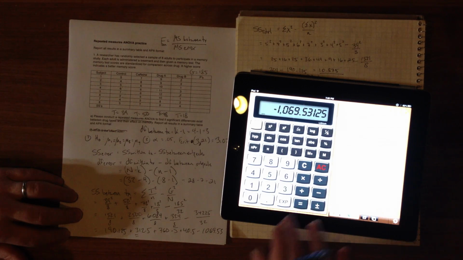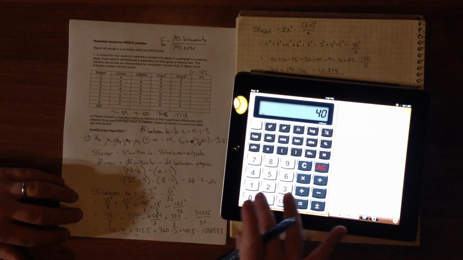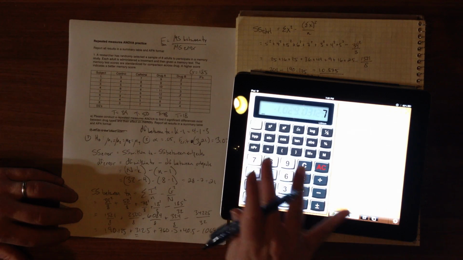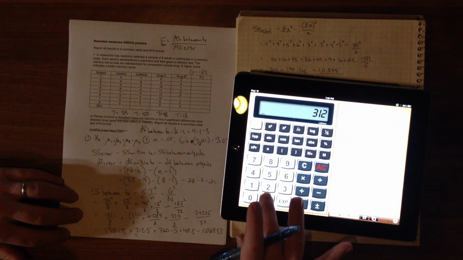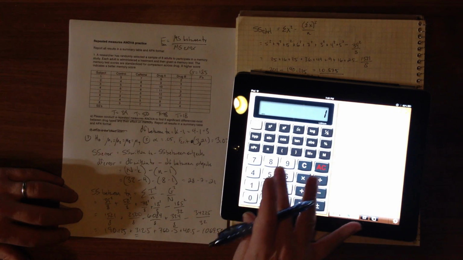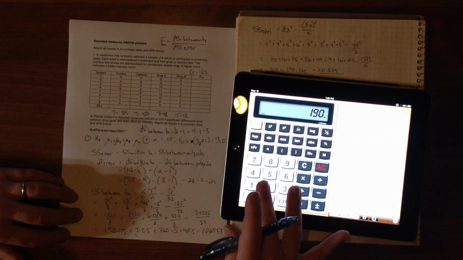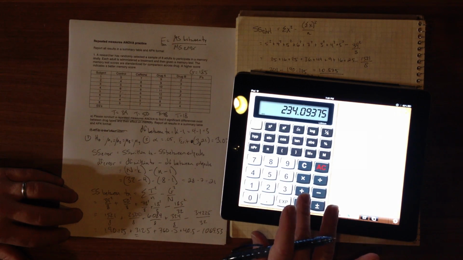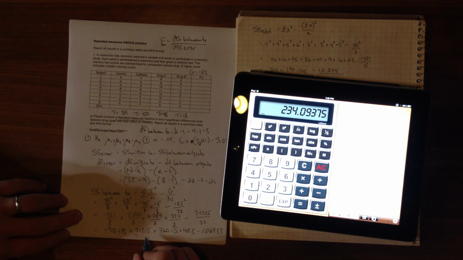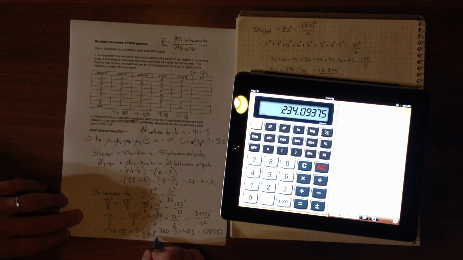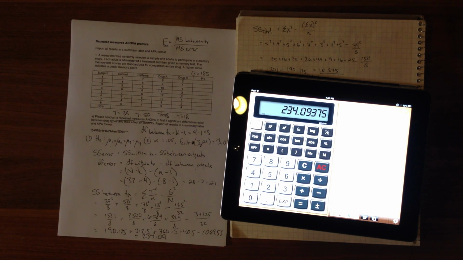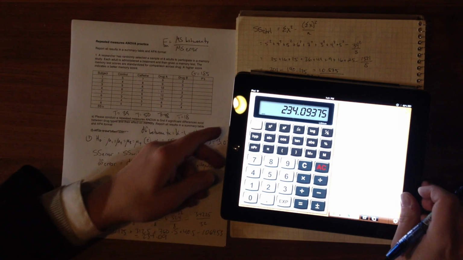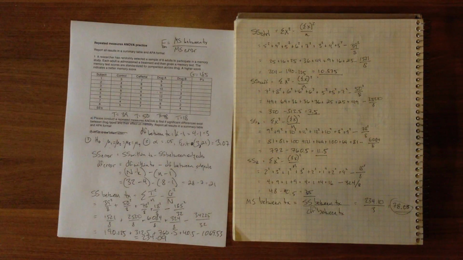How about this? Change that to a negative and add 40.5 and 760.5 and 312.5 and 190.125. Alright. So I get 234.09 with some rounding, and that's going to be our sum of squares between treatments. You know what? Let's go ahead and get our mean squared between treatments.